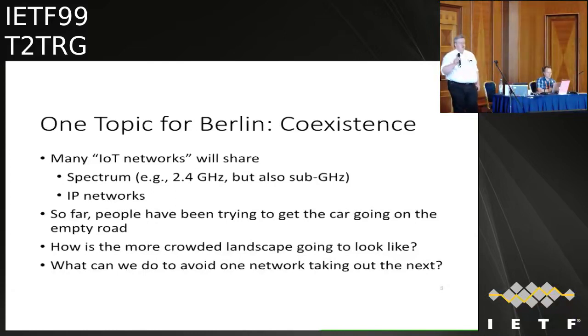And how, in particular, can we avoid one network presenting catastrophic interference to a different network without even having intended to do so? So this is a topic for Berlin, and those people who were in Chicago and discussed this topic maybe are interested in contributing to that.